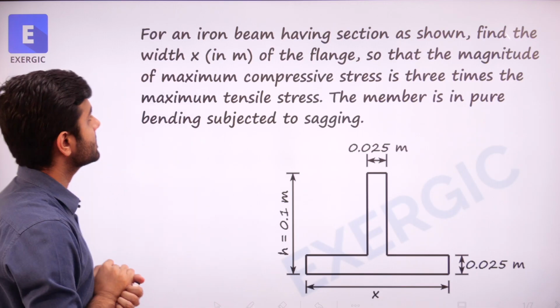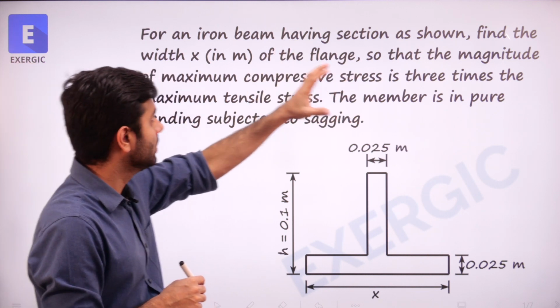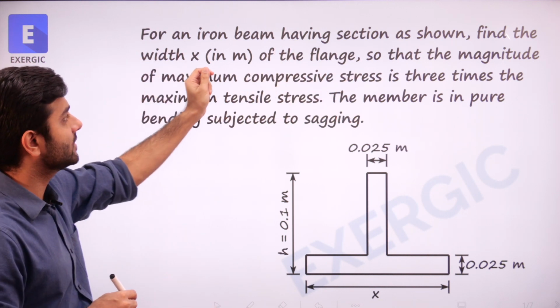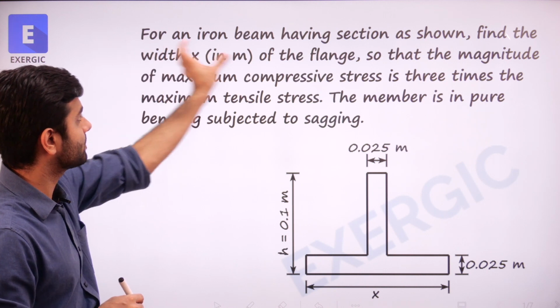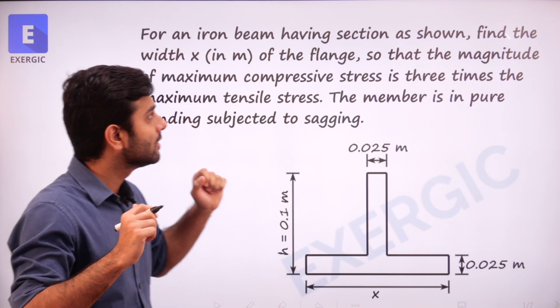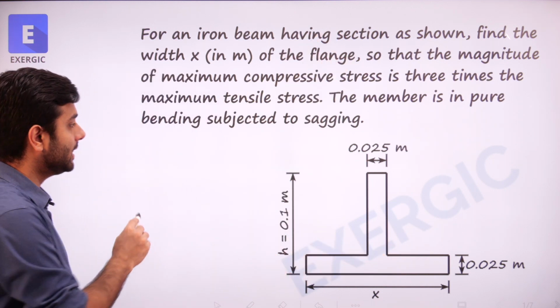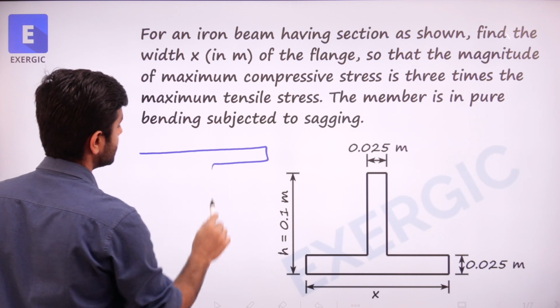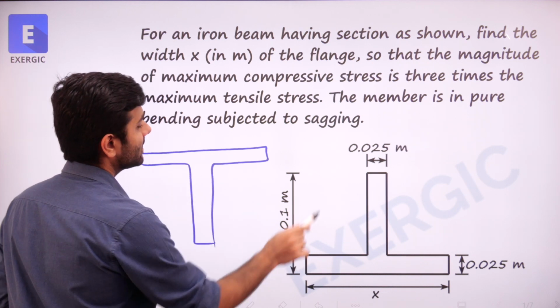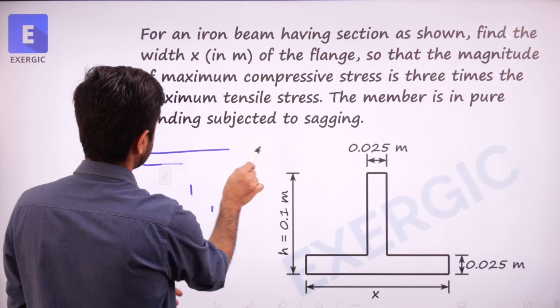The question says that for an iron beam having section as shown, find the width x of the flange. So the first part of the sentence is talking about an iron beam which has a section like this. You can see it is an inverted T section, right? This is a T-shaped section, and this is an inverted T section, or simply you can call it a T section also.